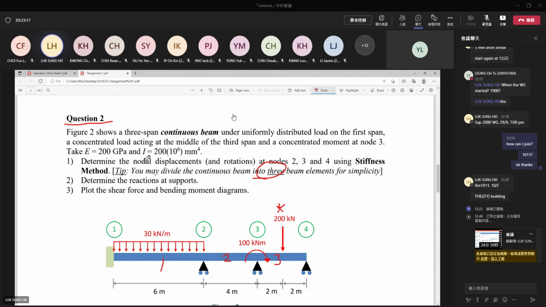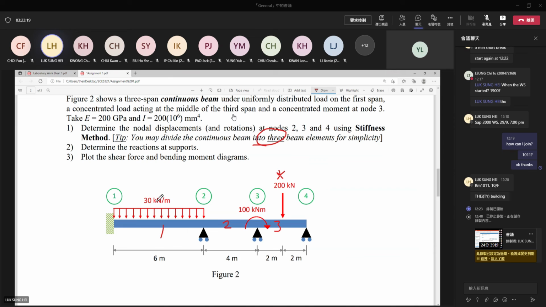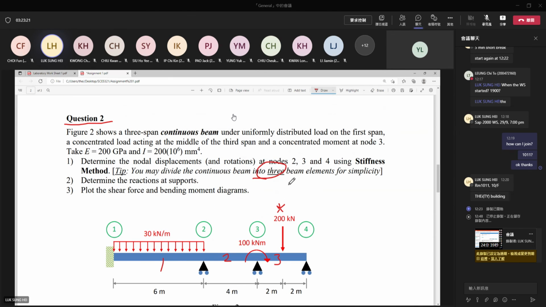Example 2 here is quite straightforward. Just a beam under UDL, applied moment, concentrated force. No any special things. This one is quite standard. Similar to the example in the notes. Calculate displacement, calculate reactions, shear, moment diagrams. In all the examples, I show you all the calculations.